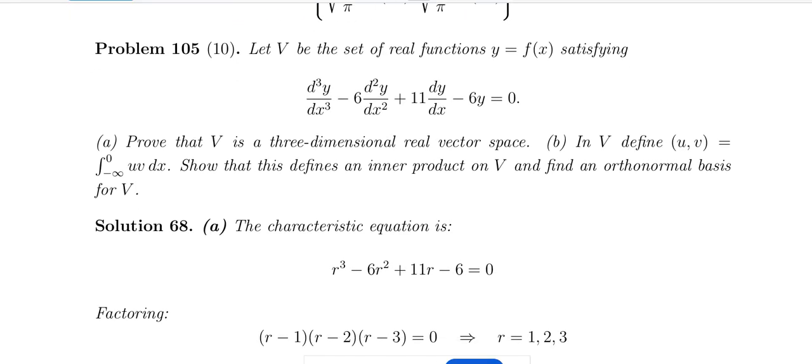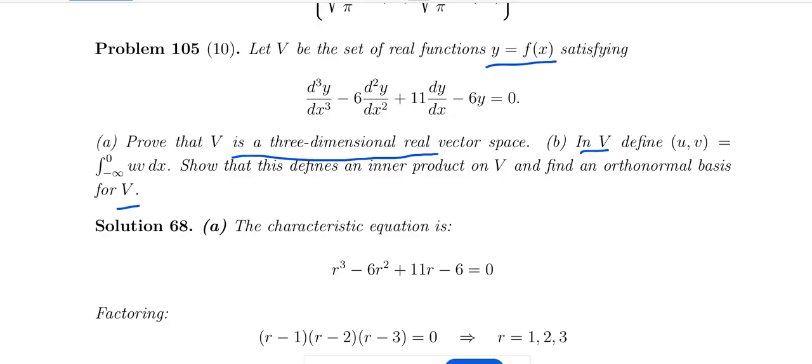The same way, this is another problem. V be the set of real functions y equal to f of x satisfying d cube y by dx cube minus 6 d square y by dx square plus 11 dy by dx minus 6y equal to 0. Here v is a 3-dimensional real vector space. In v, define u comma v equal to integral minus infinity to 0 of u v dx. And this defines an inner product on v, and find an orthonormal basis for v.